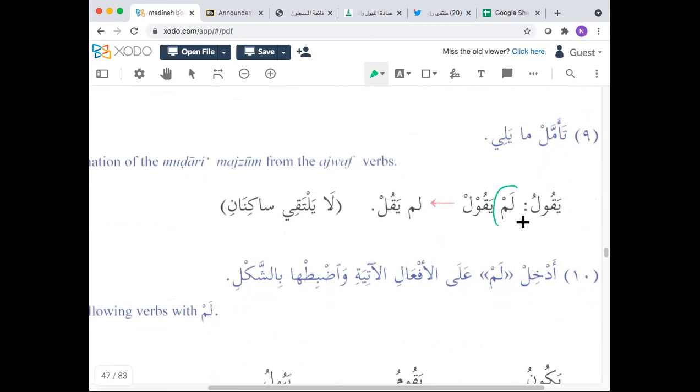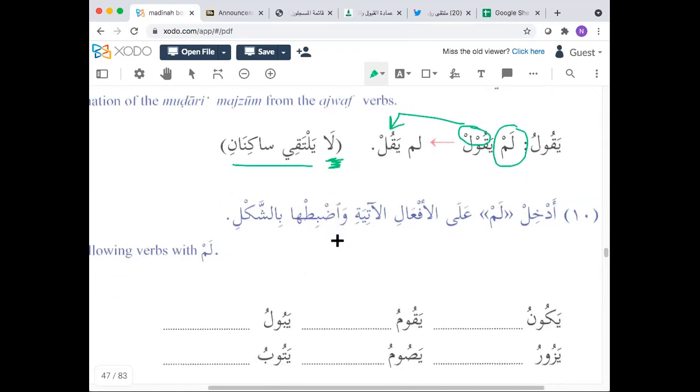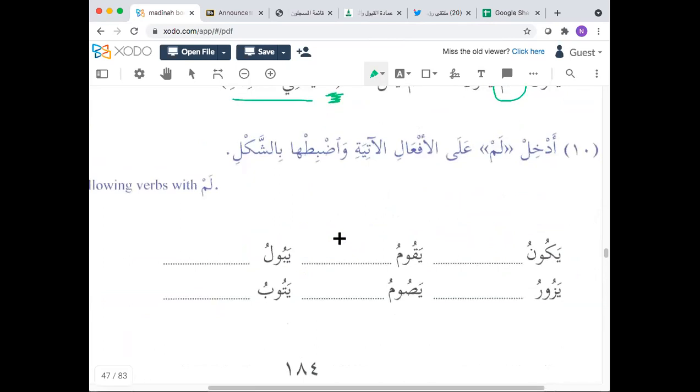This is when lam is entered upon fi'l mudari', it makes the fi'l majzoom. And because there's going to become a double sukoon, the verb becomes قل lam يقل. Okay, because of التقاء الساكنين. It says over here لا يلتقي ساكنان. Two sukoons don't meet.